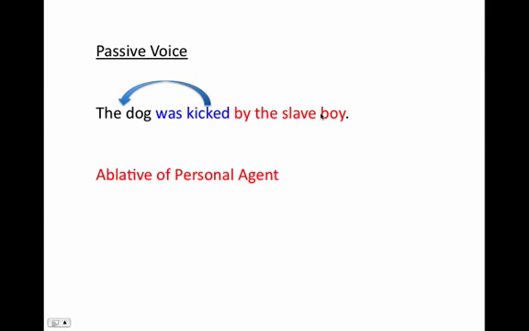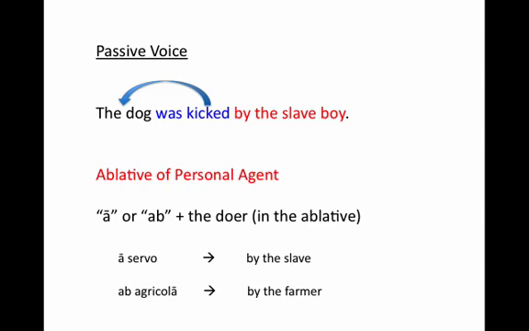The way we do it is with the ablative of personal agent. The ablative of personal agent is only going to be used with passive verbs, and it's going to be a or ab plus the doer of the verb. You're going to use a when the next word starts with a consonant, and ab when the next word starts with a vowel. Here are two examples. A servo, by the slave. Ab agricola, by the farmer.